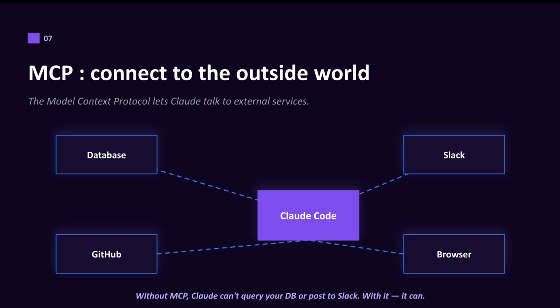You connect to a server, there are hundreds of them now, and suddenly Claude has new tools available. A database tool, Slack tool, browser tool, GitHub tool, whatever the MCP server exposes. If you keep finding yourself copying data from another tab which Claude can't see, that's the trigger. That's when MCP becomes worth it.